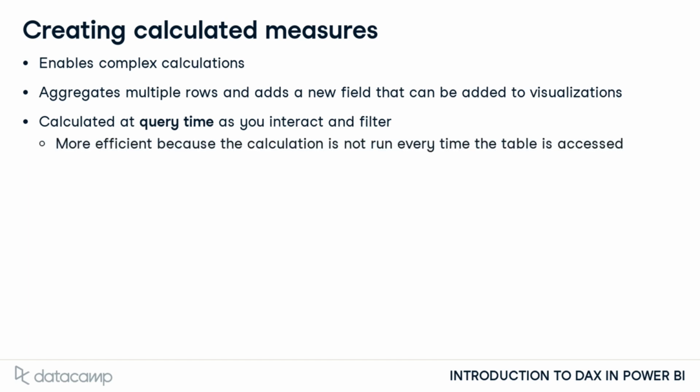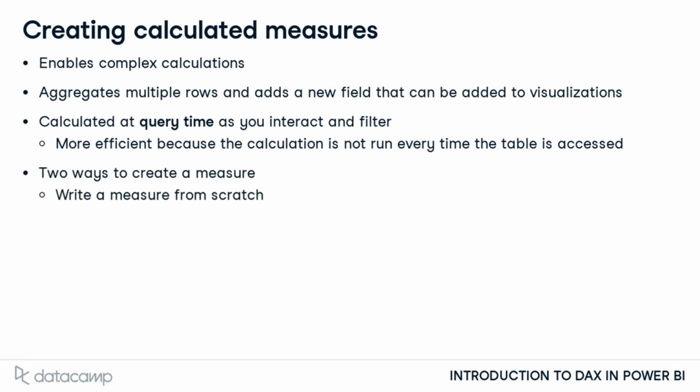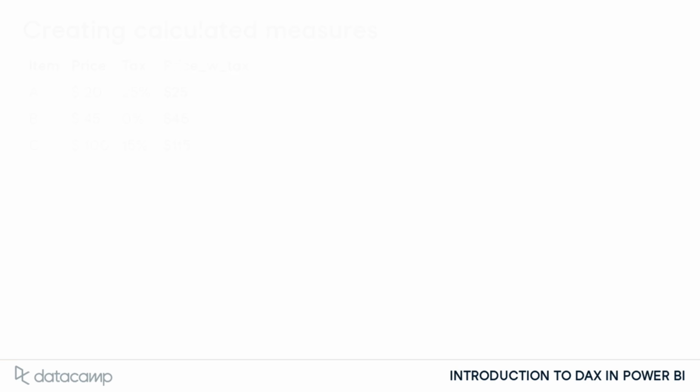This means it is more efficient because the calculation isn't run every time a table is accessed, instead only when it is being used. Measures can be created in two ways, by writing a DAX formula or by using Power BI's Quick Measure. We will get into quick measures later on in the course.